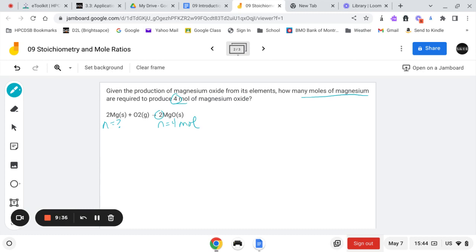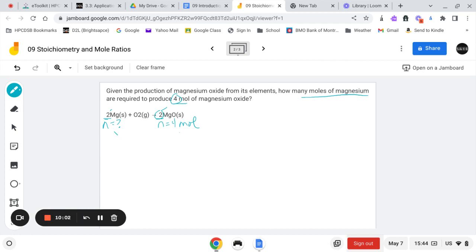And this is kind of a simple mole ratio for us to figure it out. We can see that the coefficients are exactly the same on both sides. So if I wanted to make 2 moles of magnesium oxide, I got to start with 2 moles of magnesium. I want to make 4 moles of magnesium oxide. What do you think we need to start with in terms of magnesium? So this is a simple ratio.